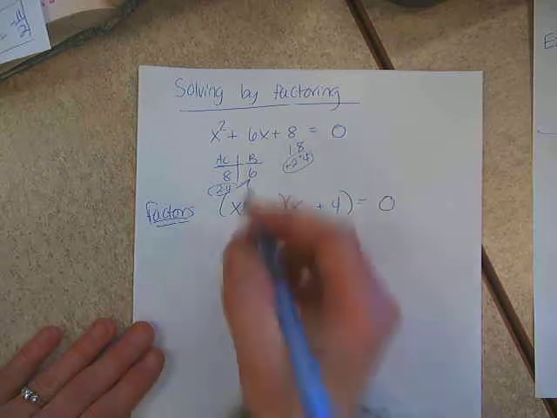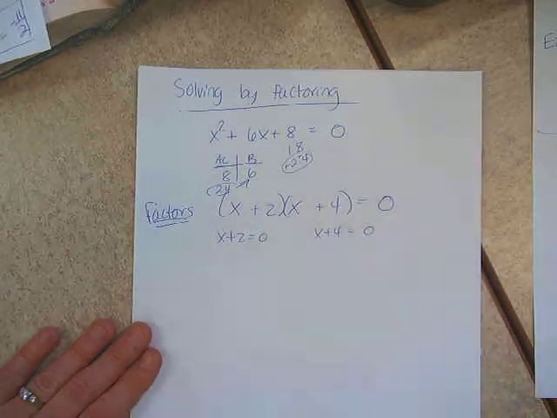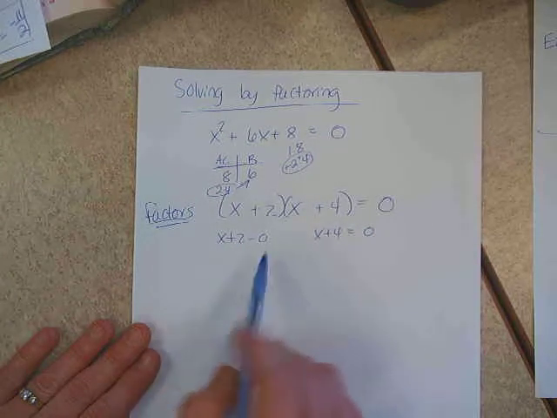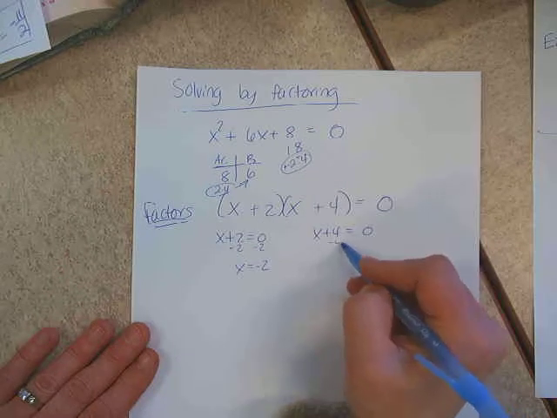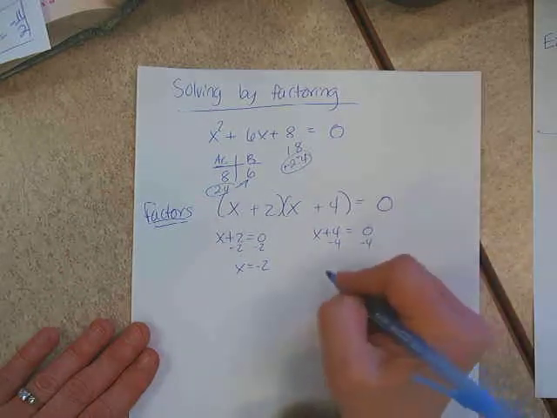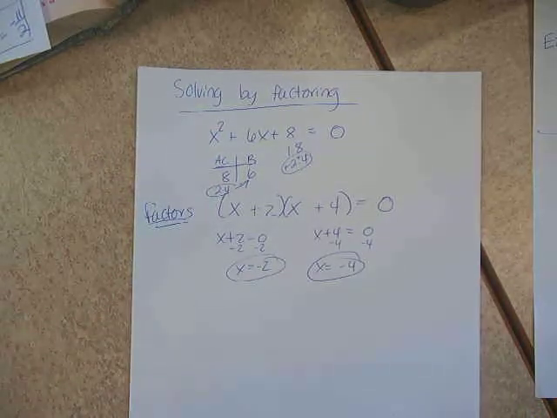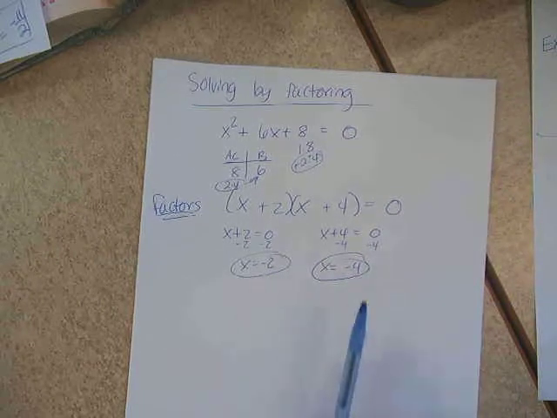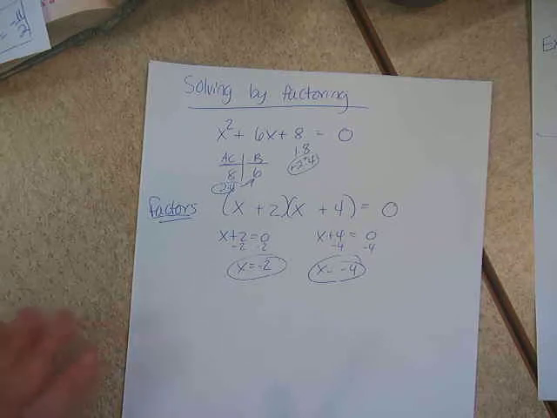How do I apply the zero product property? X plus 2 equals 0, x plus 4 equals 0. Set each one equal. If I subtract 2 from both sides, then x is negative 2. If I subtract 4 from both sides, x is negative 4. So these are my solutions. If I were to graph this parabola, they would cross at negative 2 and negative 4.